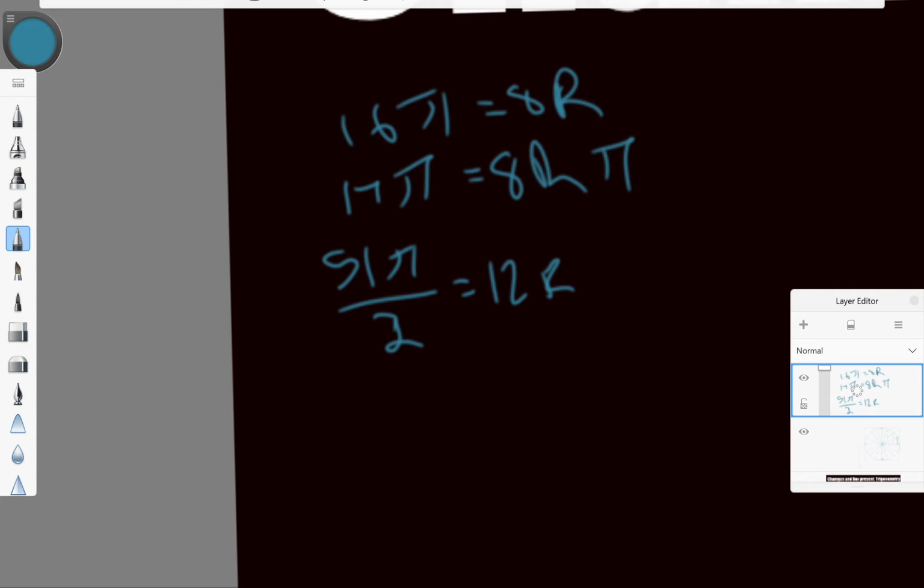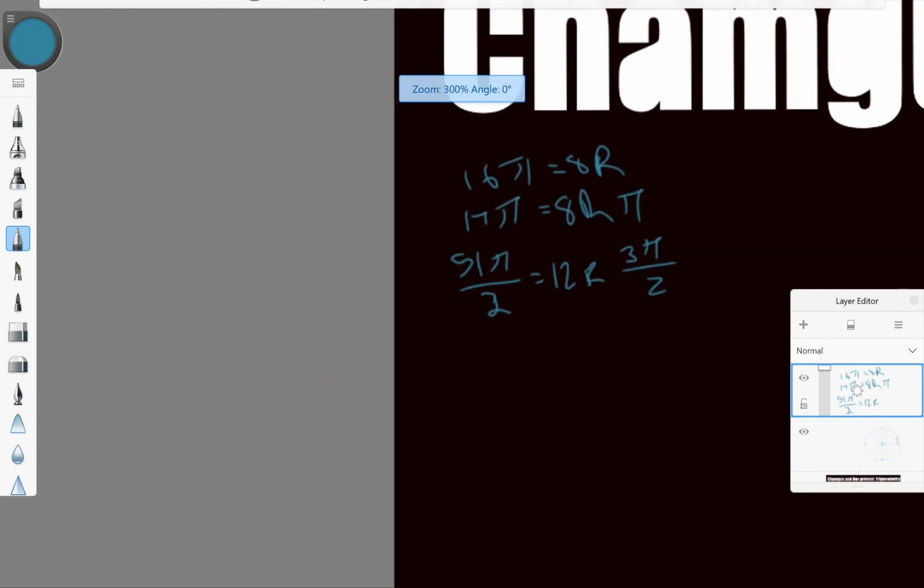And then what's going to be the angle afterwards? Minus 3 pi over 2 would get us to 48 pi over 2, which is 12 rotations. So it's going to be plus 3 pi over 2, so the angle is going to be 3 pi over 2. And that concludes the mini lesson.